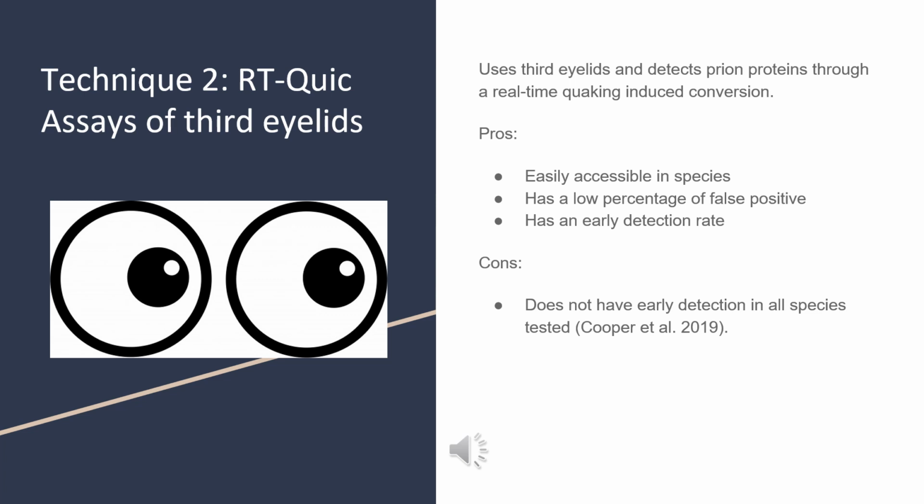Early detection of prions is important because it could help determine where infected animals came into contact with other individuals and decrease the spread of infection. One setback of this technique is the inability for early detection in all species tested. Cooper et al. shows that the RT-Quick assay in the third eyelid of pre-symptomatic 396GS genotype deer did not show detection.